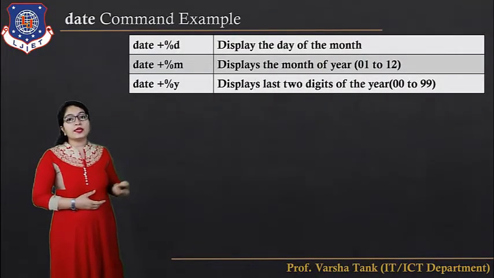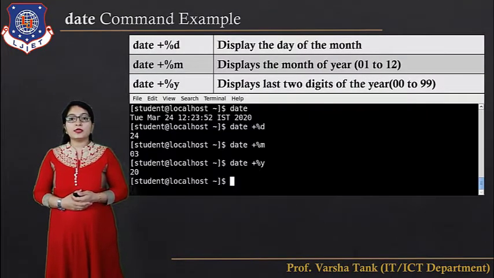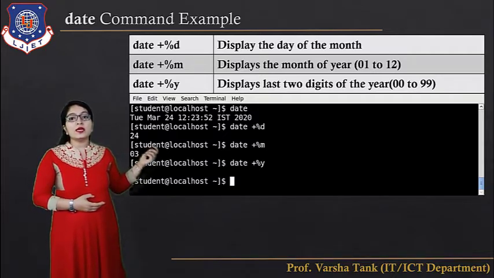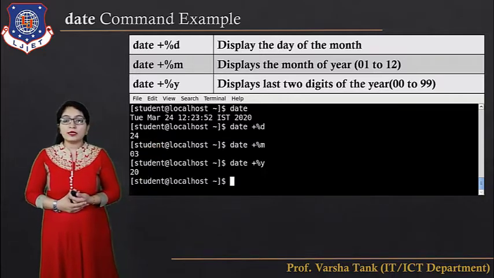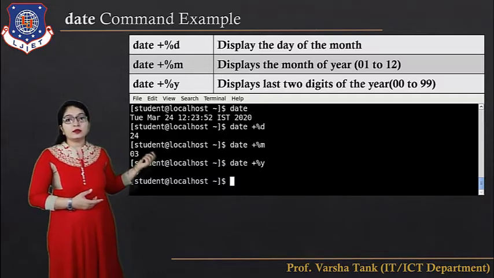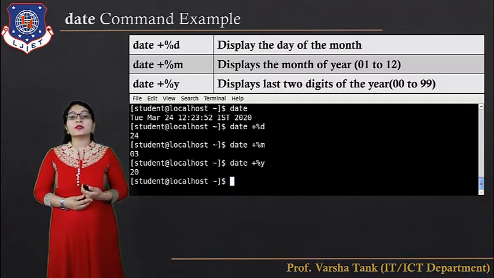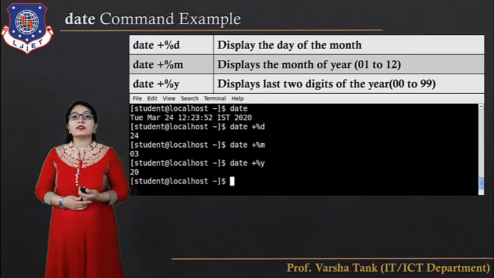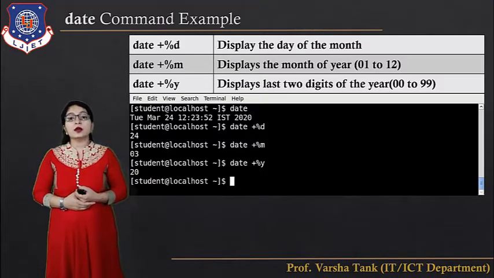Okay, so display the day of the month, then the month of the year, and the last 2 digits of the year. You can write it this way: display plus modulo D, so it will display the day of the month, that is the 24th day of the month. Then modulo m will display the third month, and date percentage y means it displays the current year's last two digits, for example 20.